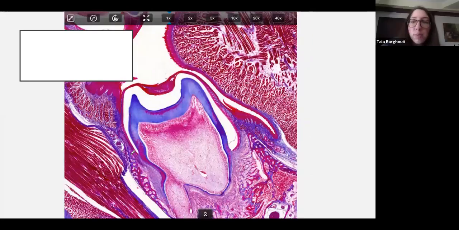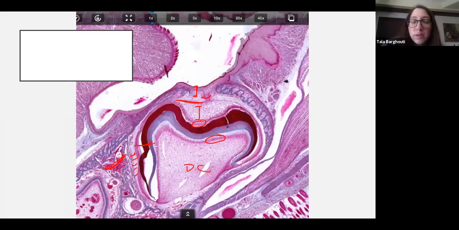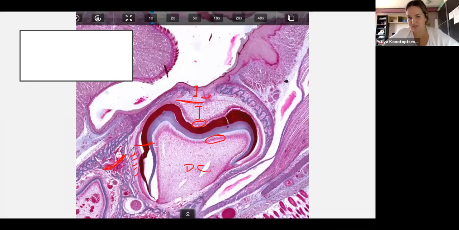Isn't it supposed to stain blue? It's supposed to be blue, yes, but as you can see, it isn't. This slide is very stretched out, so you can actually see the spaces in the periodontal ligament. If it was more nicely prepared, it would be as blue. Do you see there are lots of gaps here? These gaps shouldn't be there. So it's very, very stretched out.